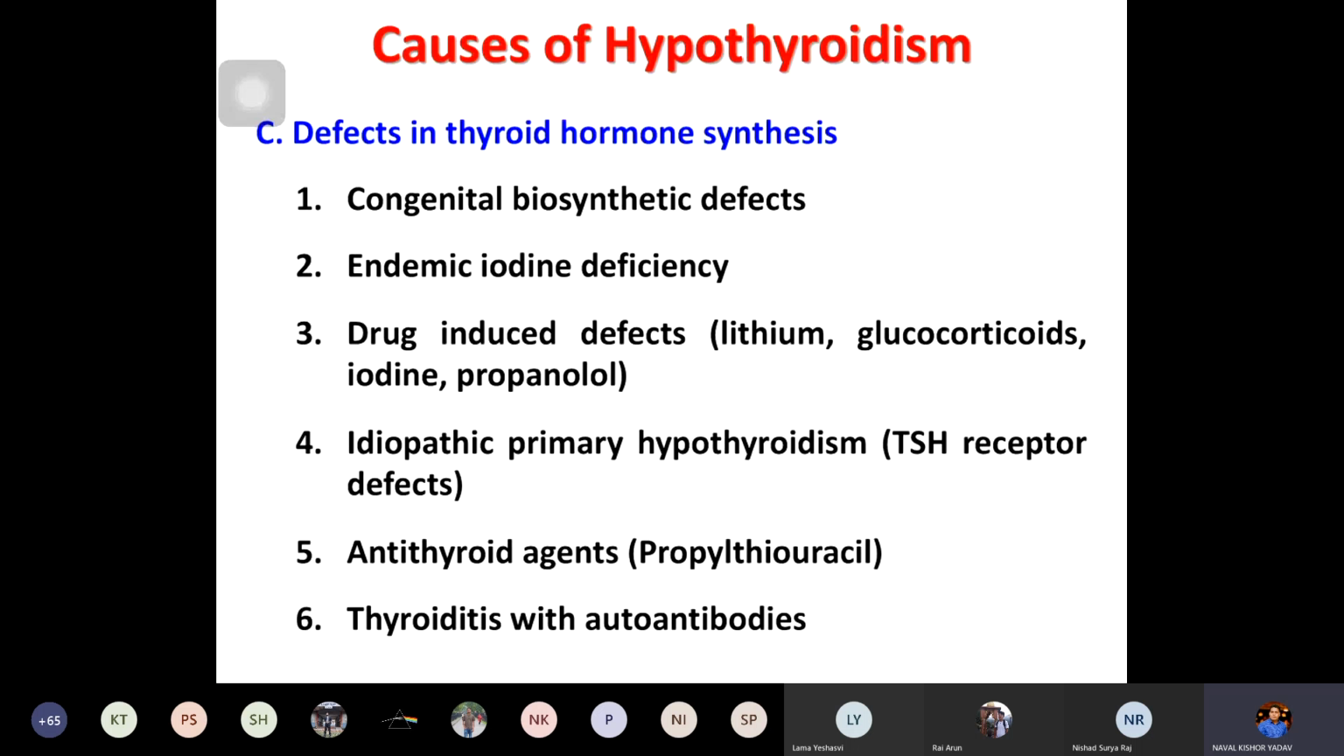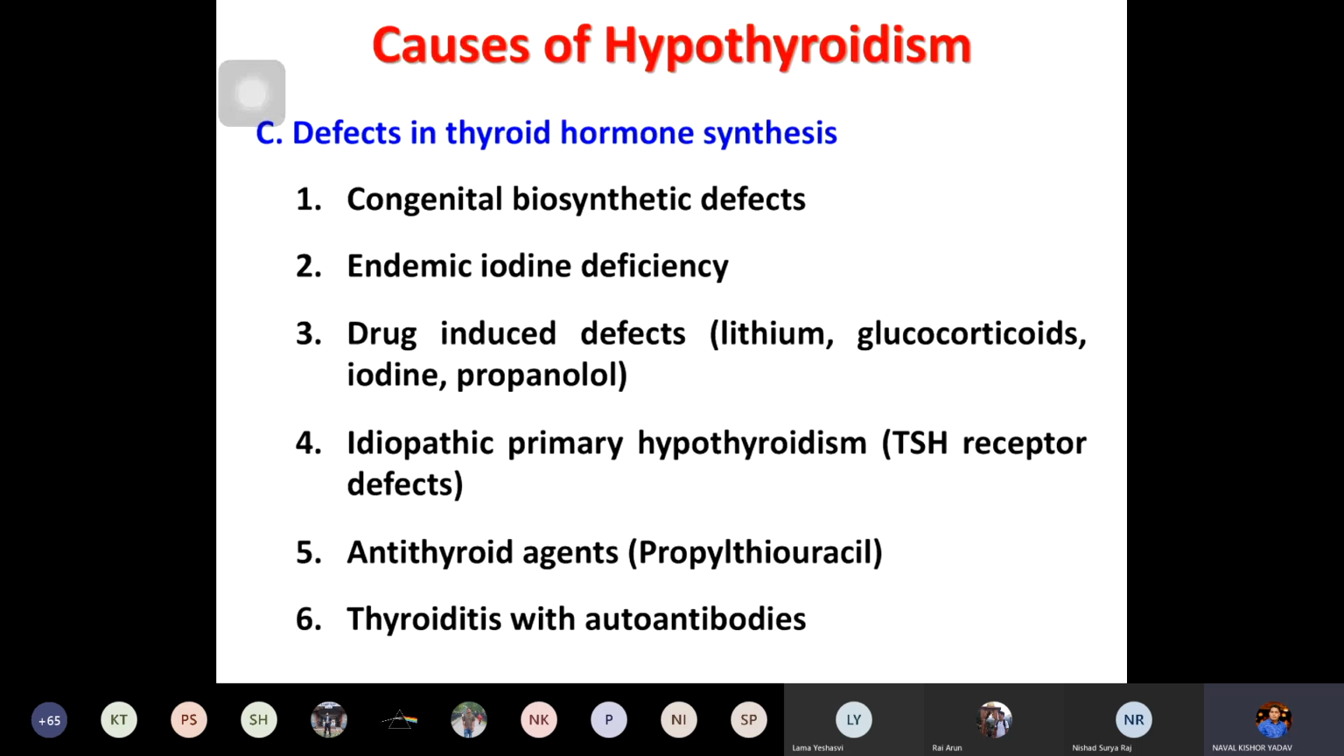Okay, so all these cause defects in thyroid hormone synthesis, like the congenital ones. If there is a deficiency of iodine, like in the mountain regions or even the Himalayan regions, the level of iodine will be decreased. So people in the Himalayan regions have less iodine, and that also leads to hypothyroidism. Drug induced, some of the drugs also affect thyroid hormone synthesis.